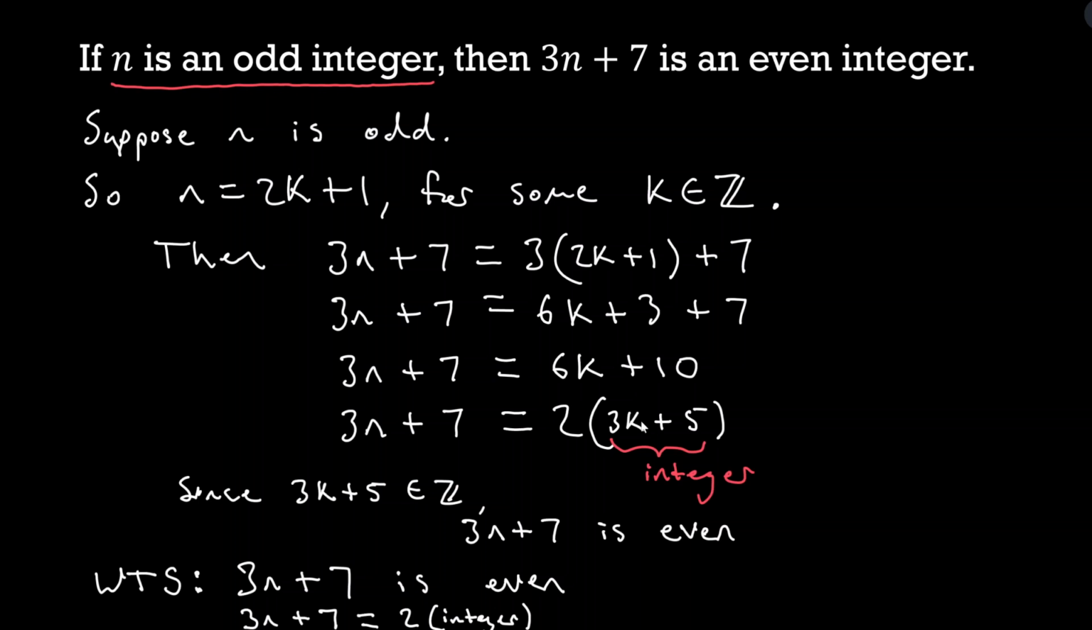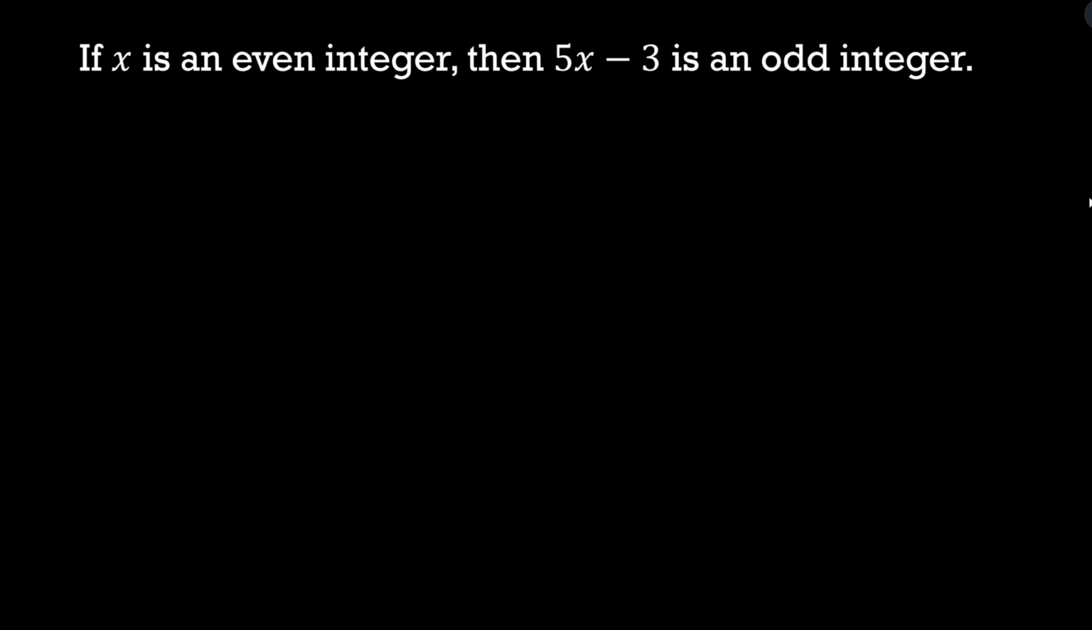Hopefully this makes sense. We used our same approach: look at the if statement, make our assumption, unpack that definition, look at our then statement, write out what we want to show, and use that to guide what we're doing, right? Awesome. All right, we're halfway through. Let's try the next one. Hopefully this is helping. If x is an even integer, okay, so now that's our assumption, that x is even. So let's write out what that means. We're going to suppose x is an even integer.